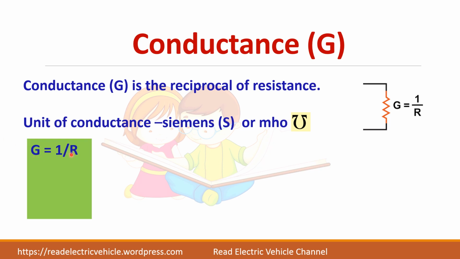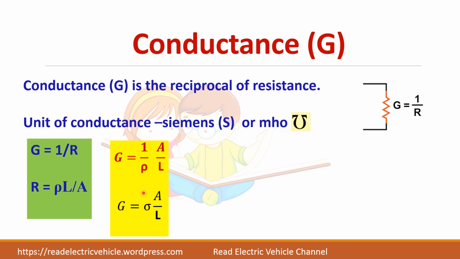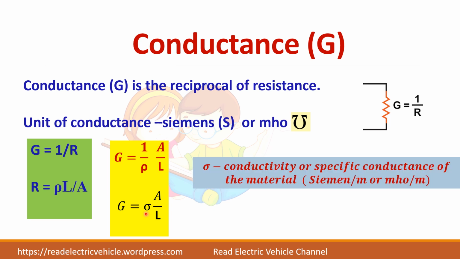G is equal to 1 by R, where R is equal to rho L by A. So you substitute the R value here. So G is equal to this, and this 1 by rho is given by sigma. This sigma is called the conductivity or specific conductance of the material, and its unit is Siemens per meter or mho per meter.